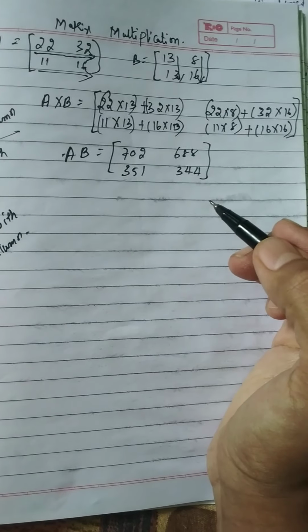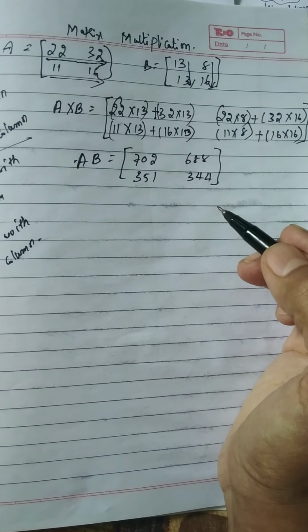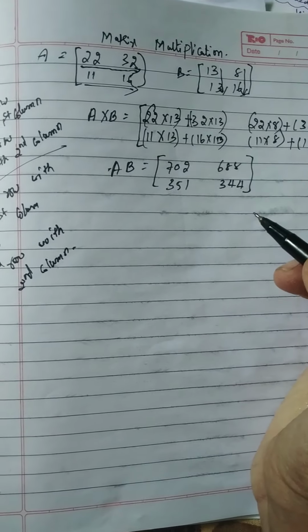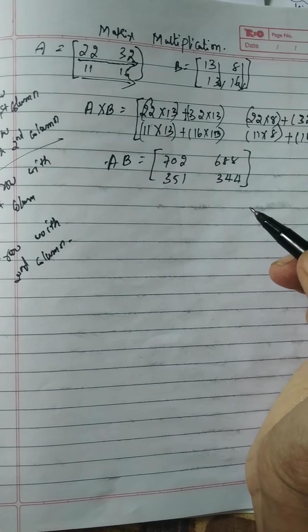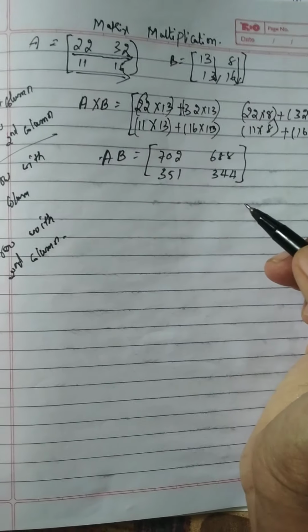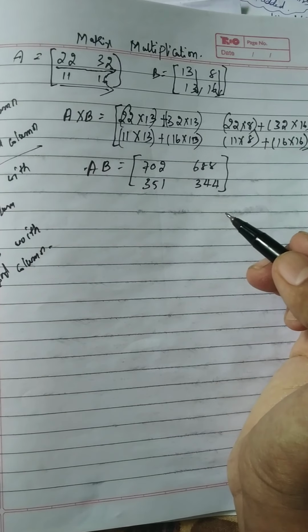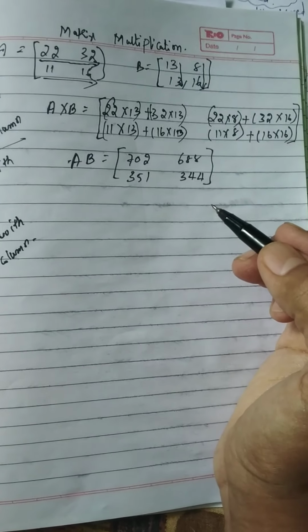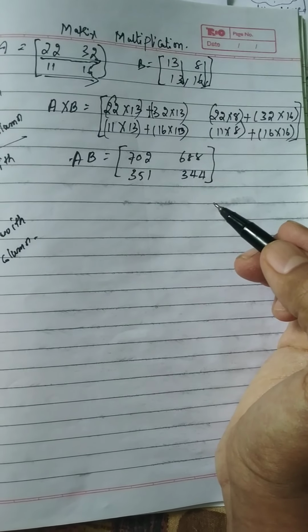So I need you all to go through this. Hope you have understood. Remember the concept. You're supposed to multiply the first row with the first column, then again first row with the second column, and again second row with the first column and second row with the second column. And hope you have understood how to multiply each element there.